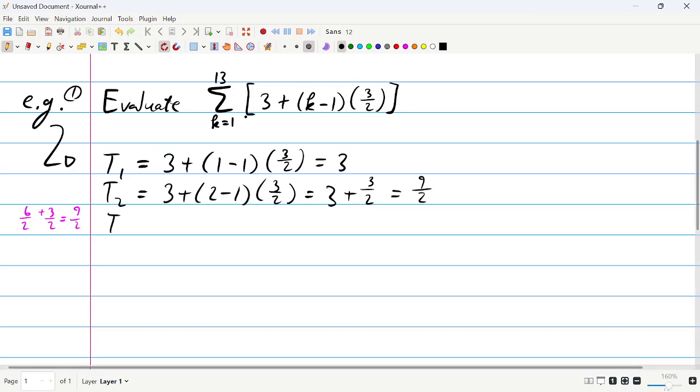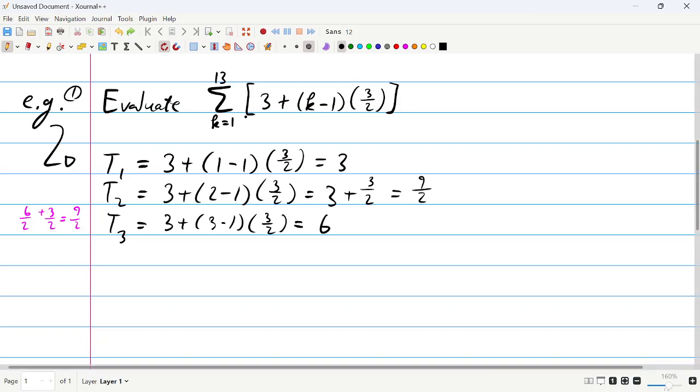And then term 3 is just going to be 3 plus (3 minus 1) into 3 over 2, which we know the 2's are going to cancel because 3 minus 1 is 2. And then we're going to have 3 plus 3, which is equal to 6. Okay, and then what's going to happen? It's a series that goes all the way until the number 13.